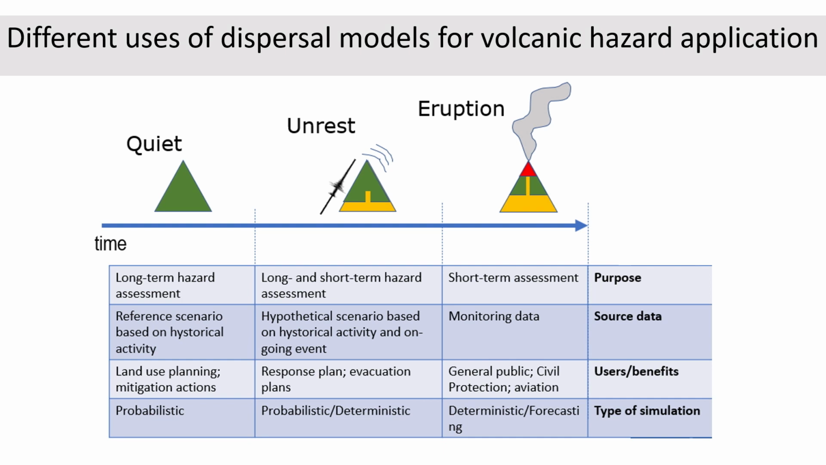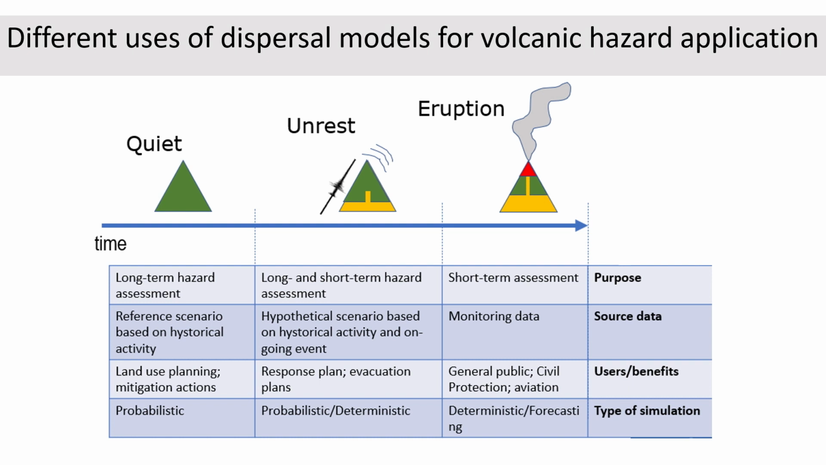Of course, the validity and reliability of the model results become even more important when decisions are taken based on the forecasting, for example. This is a case when there are evacuations to be called because of expected heavy tephra fallout, or because of the need of rerouting airplanes because of the presence of volcanic ash in the atmosphere. So what we're seeing here is a scheme that shows the potential usage of a dispersal code throughout the life of a volcano.